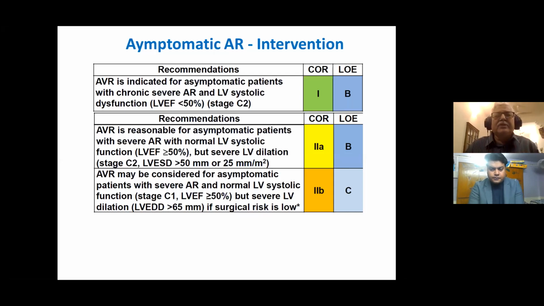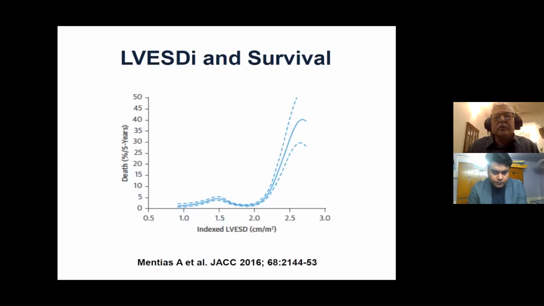Class 1 for patients with symptoms, and class 1 for asymptomatic patients with LV dysfunction. There's a class 2A indication for those who have an LV dimension of more than 50 or an LV end-systolic dimension of 25 per square meter, or an LV end-diastolic dimension of more than 65.